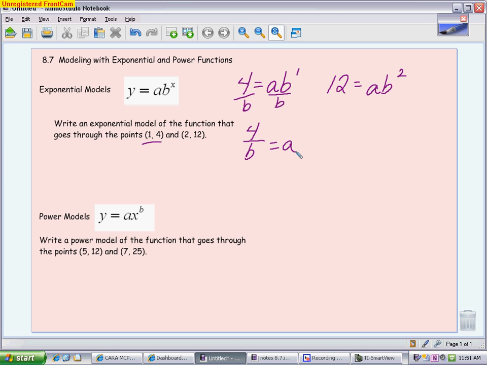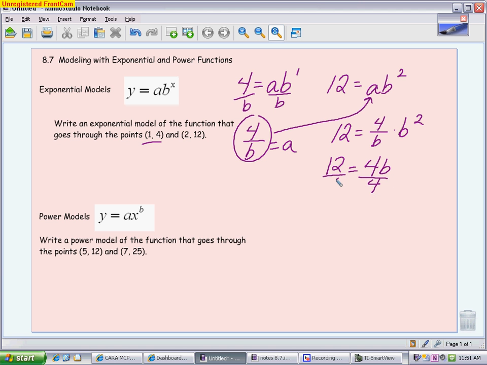Now what I'm going to do is I'm going to take this 4 over b and I'm going to substitute it in for a. So you're doing a system of equations where you're using the substitution method. So I'm going to write it as 12 equals 4 over b times b squared. I'm going to simplify with exponent rules. You're always going to have the same variable, one on top, one on bottom. So I'm going to subtract exponents. I get 4b. And then I'm going to divide by 4 to figure out that b is 3.